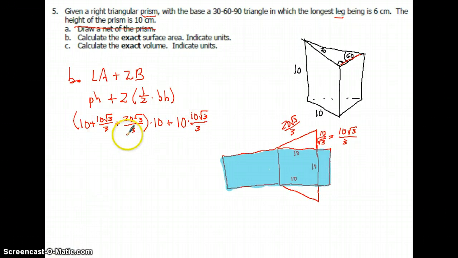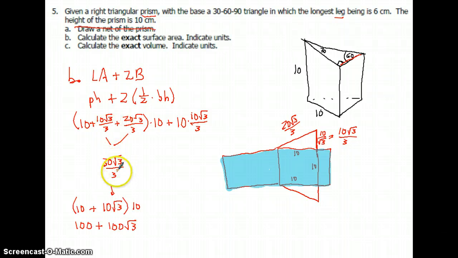When I go to add these up, I can add those two like terms, but that's about it. It becomes 30 square root of 3 over 3, which reduces nicely to 10 square root of 3. I can't add that to 10, but I can distribute this 10 and get those two things. Here, again, I just get 100 square root of 3 over 3.